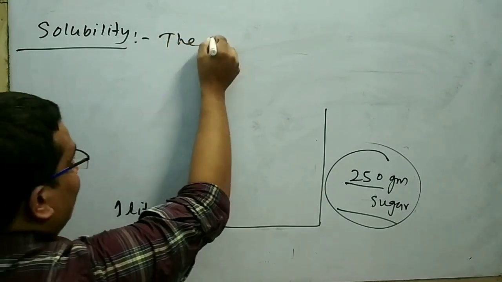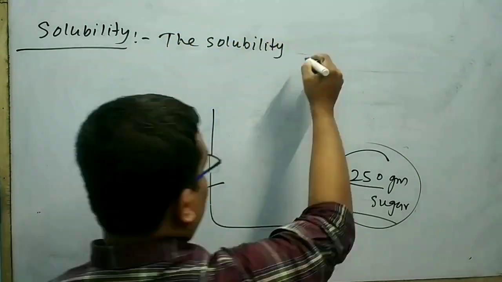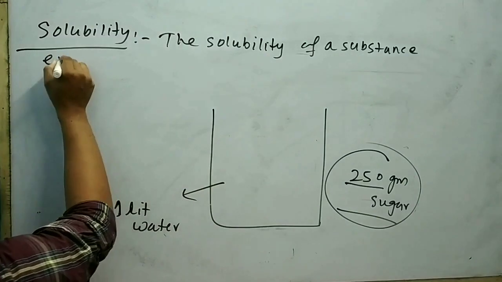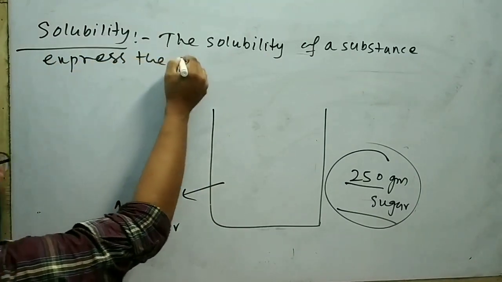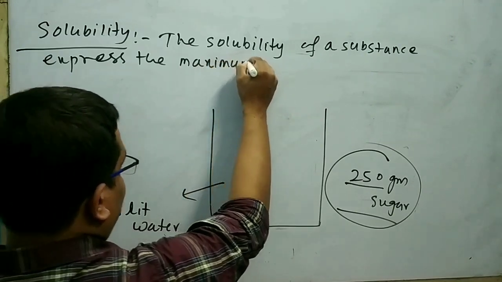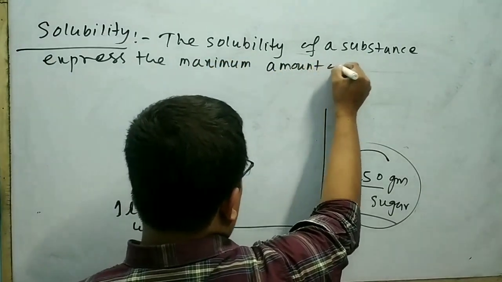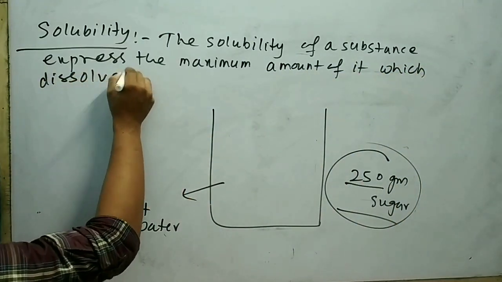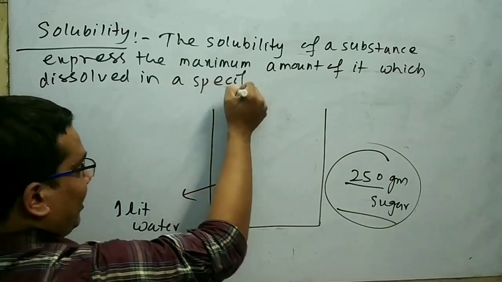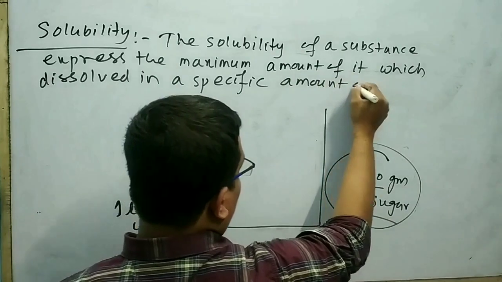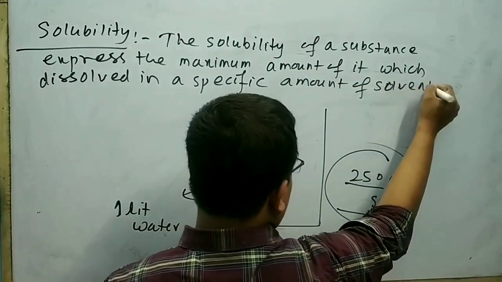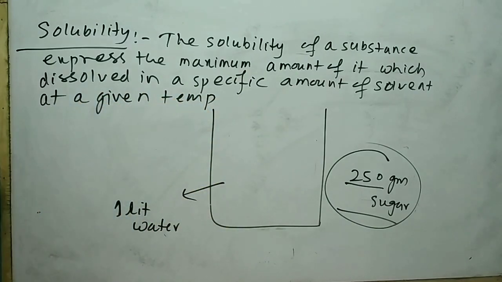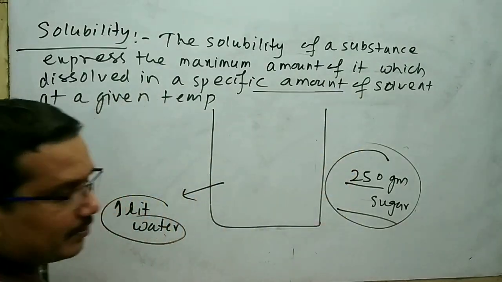That means I can write the solubility of a substance expresses the maximum amount of it which dissolved in a specific amount of solvent at a given temperature. This is your specific amount of solvent.